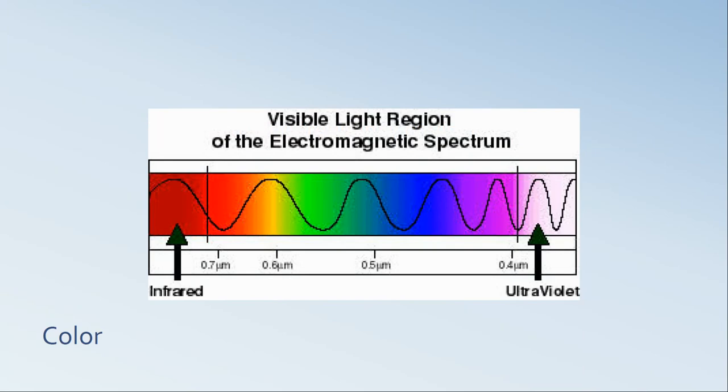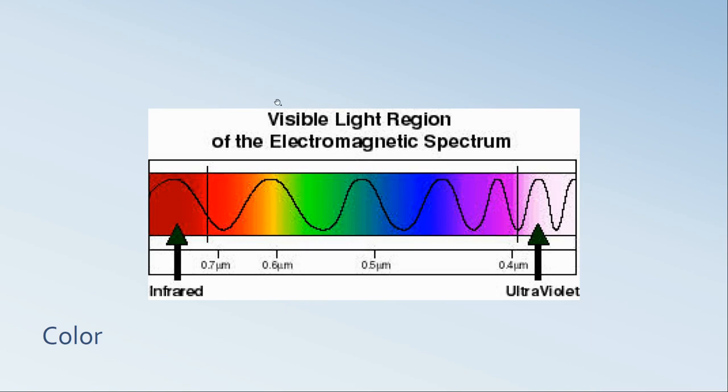And here is our visible region of the electromagnetic spectrum. And you can see here, when we're looking at light that is about 0.7 micrometers, or 0.7 of a millionth of a meter, that we perceive that as red. Any wavelengths longer than that we cannot perceive, or the nerve cells in our eyes can't pick it up, and we would call that infrared, so we can't see that.